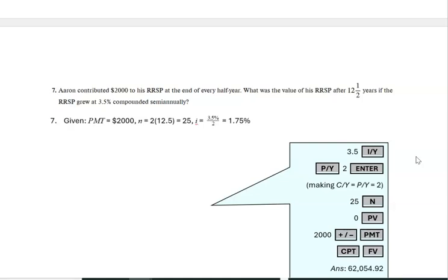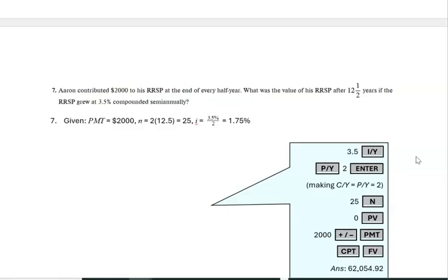So for the next one, you have to press second quit to come back up to the main level on your calculator. Then we have 25 N, and that's because it's semi-annual for 12 and a half years. So 12.5 times 2 gives you an N of 25. Again, we're starting with 0, so 0 for your present value.